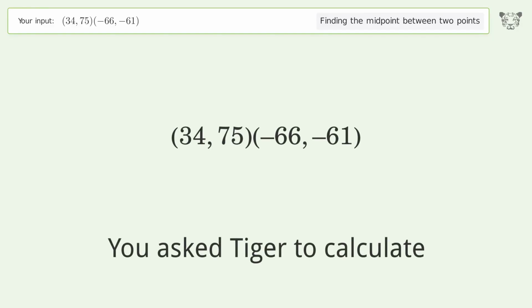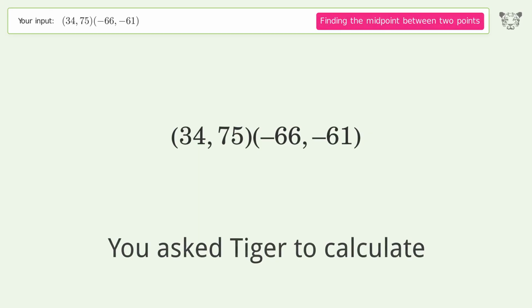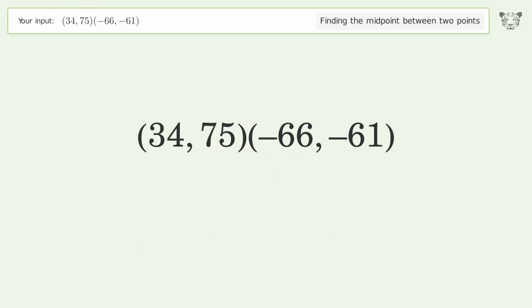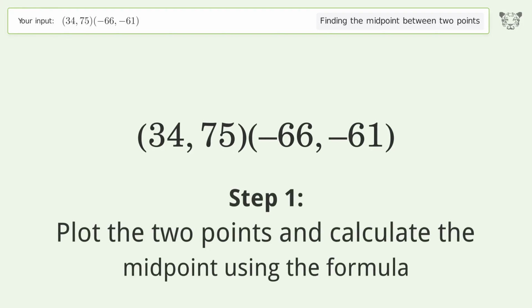You ask Tiger to calculate. This deals with finding the midpoint between 2 points. The midpoint between the 2 points is negative 16, 7. Let's solve it step by step. Plot the 2 points and calculate the midpoint using the formula.